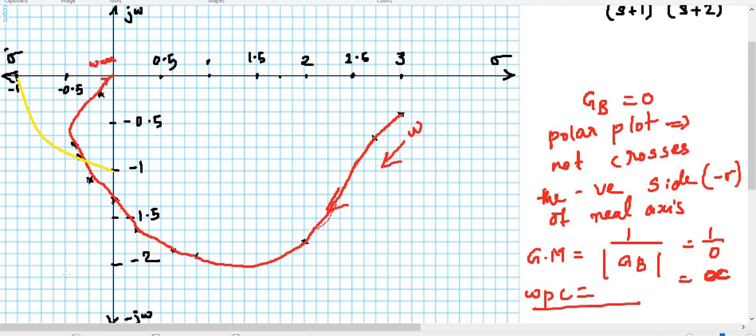I am marking the point where the polar plot meets the unit circle as B, and from the origin we draw a straight line to the point B. Then we have to measure this angle.